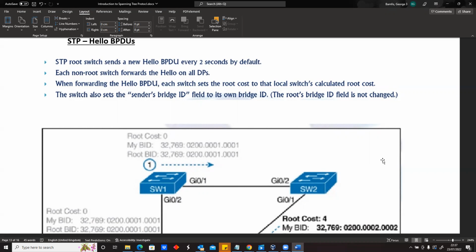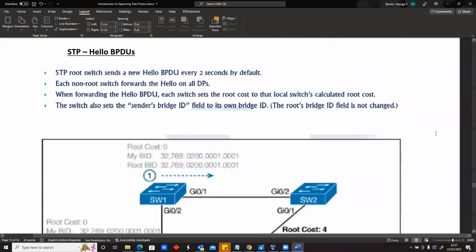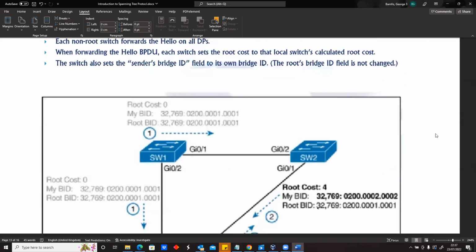So again, the switches will be sending a lot of information. They do the calculation to determine what their cost will be, and also the cost from themselves to the root bridge. So technically, if this guy is saying he is the root bridge, it means that he doesn't have any cost. He is the root, so he doesn't have to travel anywhere. So he has a cost of zero.